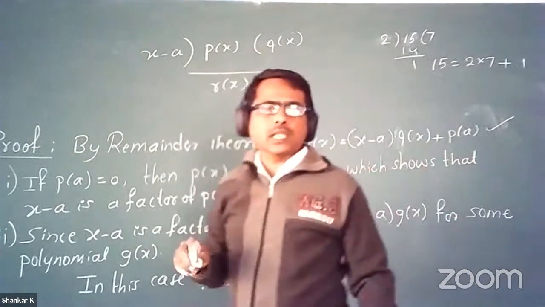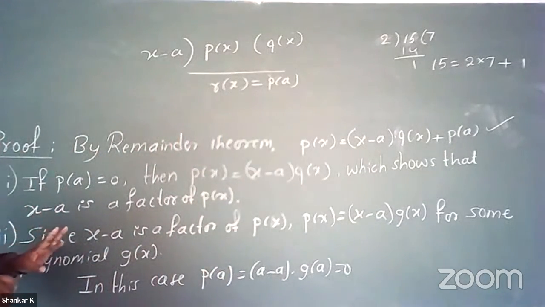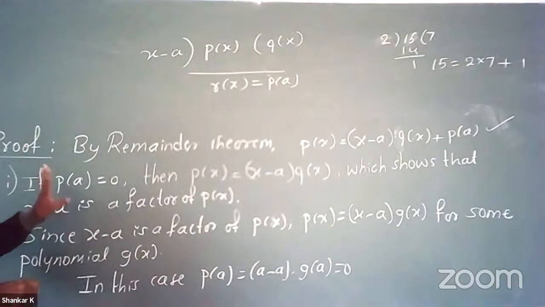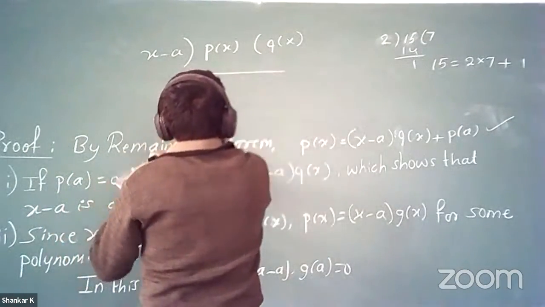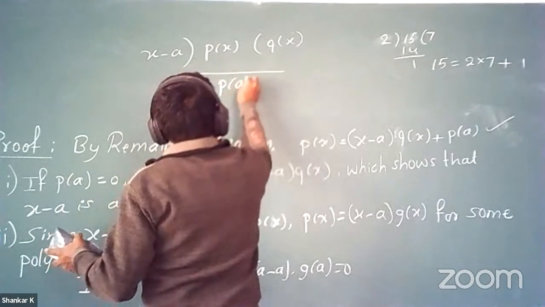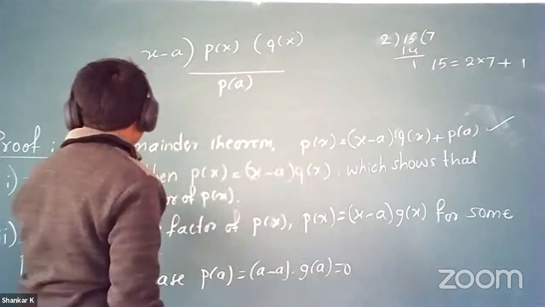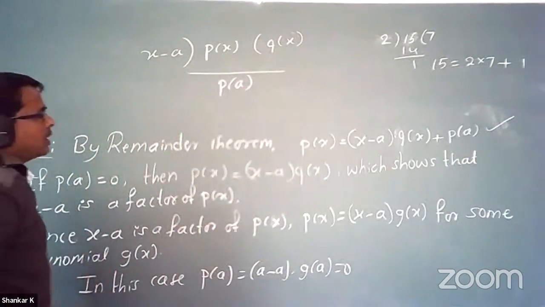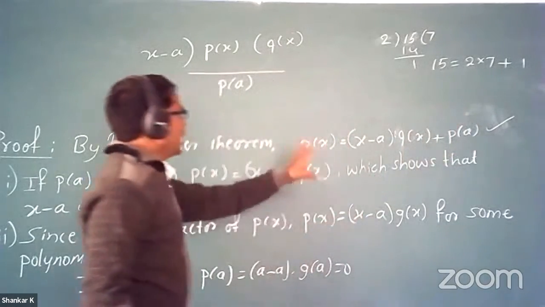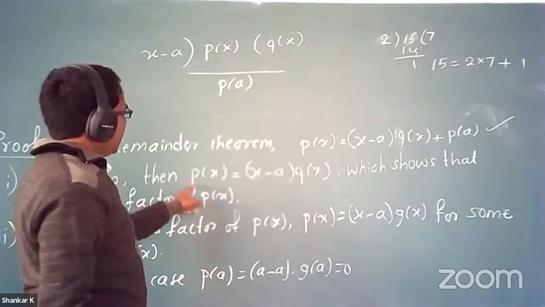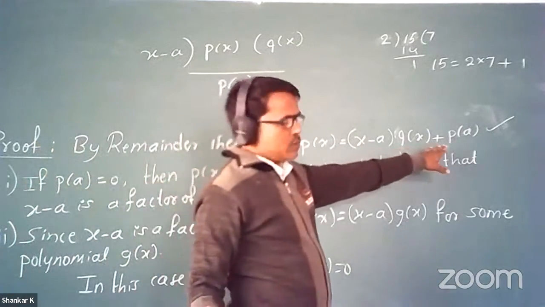Any doubt in this? Next, the other condition they have given. What happens if P of a is 0? We know the remainder is given by P of a. So, if P of a is 0, then this term becomes 0, and P of x becomes x minus a into q of x.